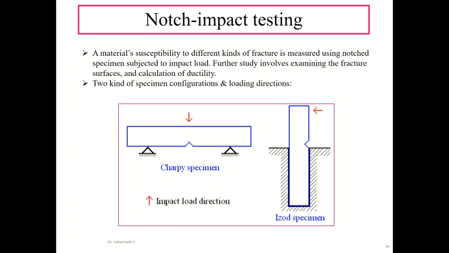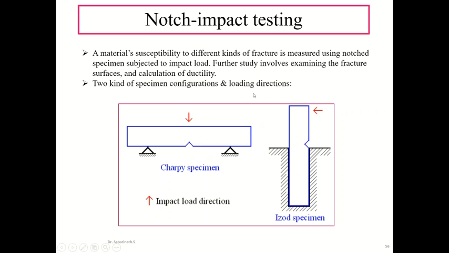So the difference between a Charpy and Izod test is the support given to the specimen, as you can see in this figure. If the support is given like this, and it's made horizontal, and the V-notch is provided here, and the pendulum is impacted from this direction to hit this V-notch, that arrangement is known as a Charpy test. And if the specimen is placed like this in a vertical manner and is impacted in this direction, this will be an Izod specimen.